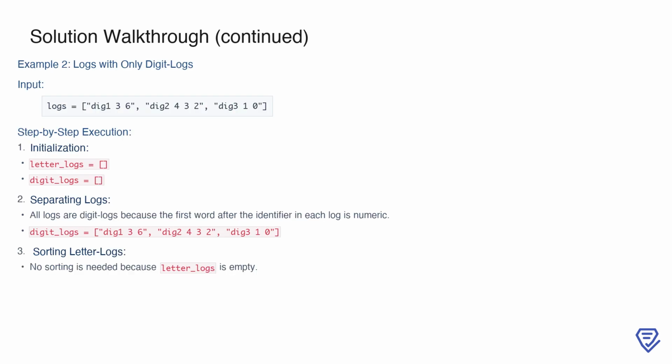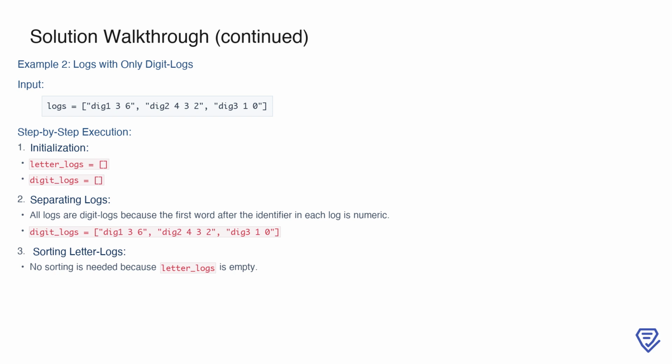In this example, we are given logs that consist only of digit logs. As before, we start by initializing 2 empty lists, letter_logs and digit_logs. When we process each log, we find that all of them are digit logs because their content after the identifier is numeric. Therefore, the digit_logs list ends up containing all the logs from the input, while the letter_logs list remains empty.